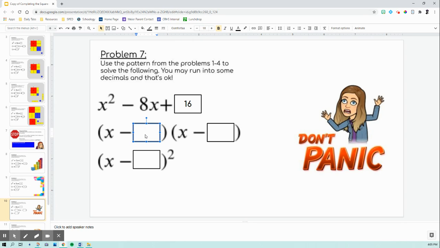But then our factors are just the same. If we take our negative 8 and divide it by 2, we'd have a negative 4 across the top and a negative 4 down the side. So we'd have x minus 4 squared.